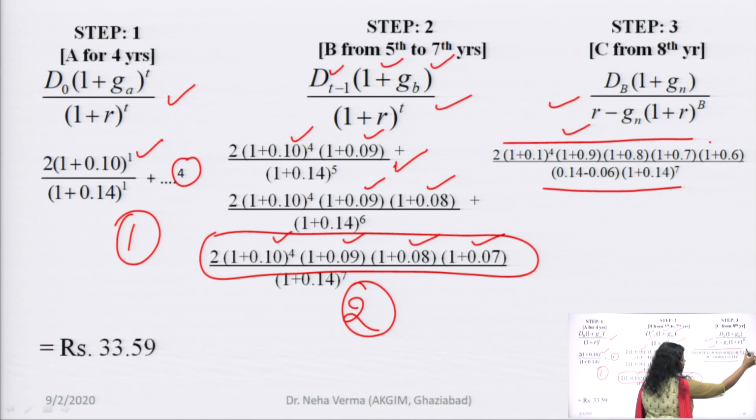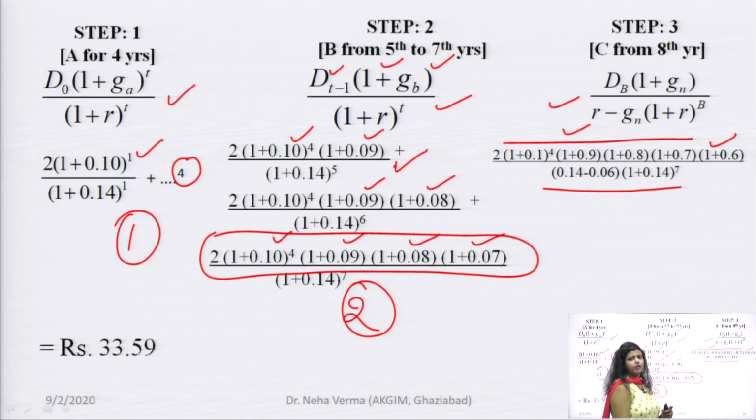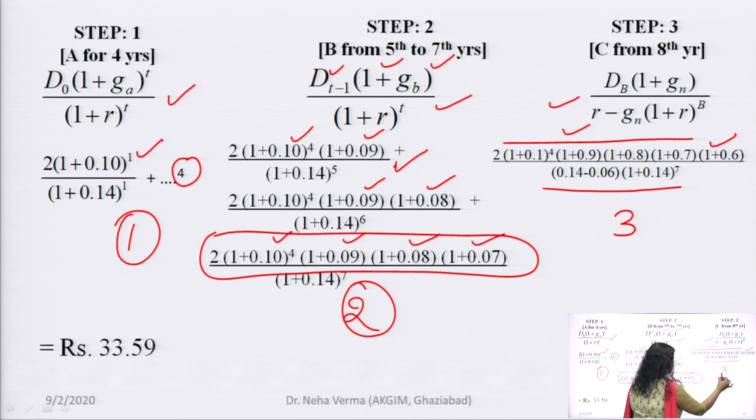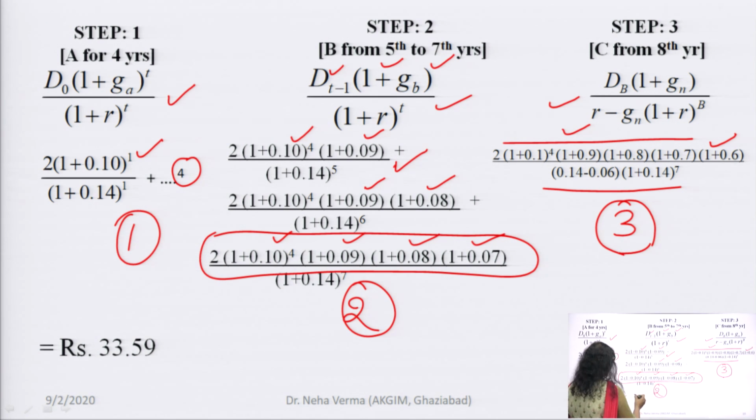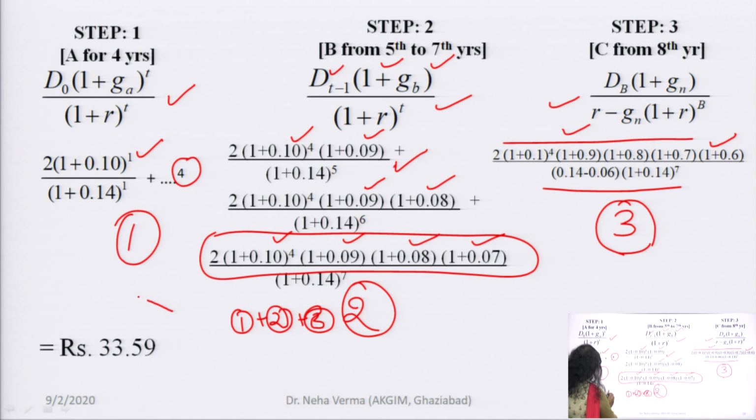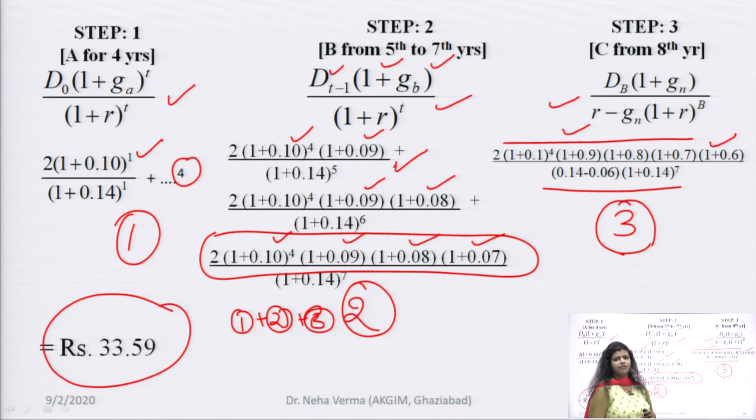So in the 8th year there is a linear decline again, so the growth rate will be 0.06. With this value we can obtain the dividend of the 8th year and then we will divide it by the denominator over here. The values are already given in the question and you can calculate step 3. Now as the model suggests, by adding 1 with 2 with 3, you can obtain the value of the entire model and the value will be rupees 33.59.